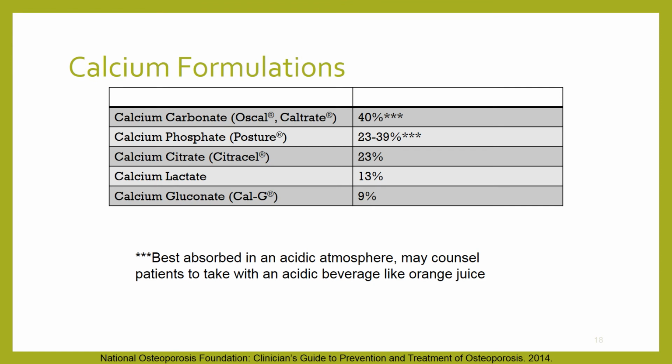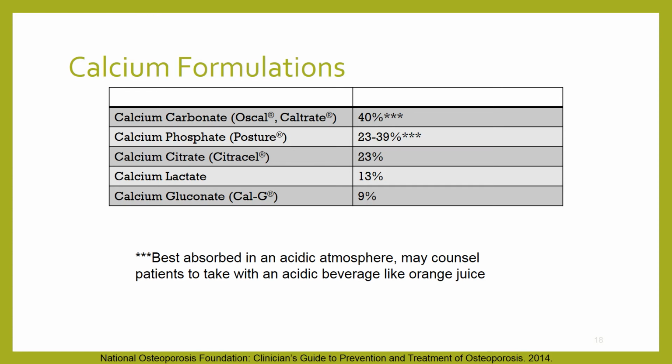There are many different calcium formulations that patients can take in order to supplement their calcium levels. Each of the different calcium formulations has a different percentage of elemental calcium per milligram strength. You'll see that calcium carbonate, the brand names are Oscal or Caltrate, has the highest amount of elemental calcium per milligram basis. The lowest elemental calcium amount per milligram basis is the calcium gluconate.